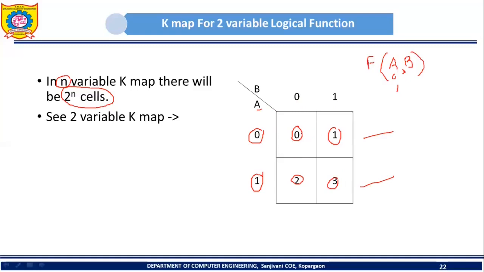Now let's try to understand the columns. How many columns are there? 2 columns. Each column should be labeled by some value. Here we have variable B. B is again a logical variable, and we know that a logical variable can have values either 0 or 1.